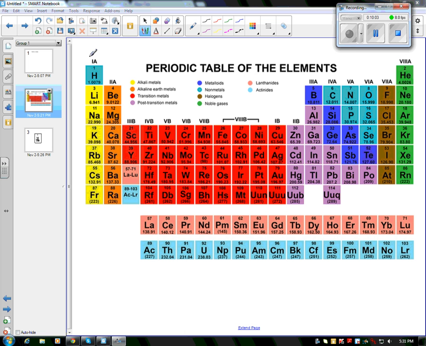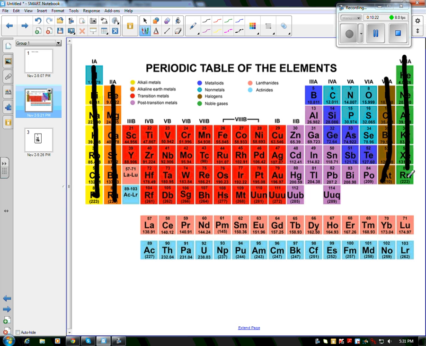So you can see that they're columns. These columns are called groups or families. And they'll talk about family 2A or group 7A, and that's referring to everything in this specific column. Group 8A, these are noble gases. So they refer to these as groups or families, and it's because they behave the same, very similar.